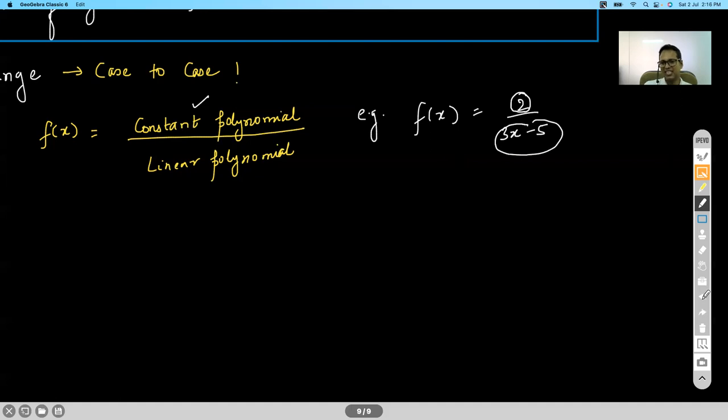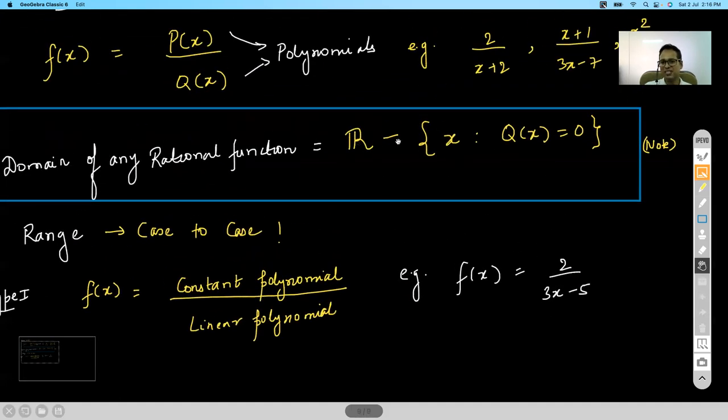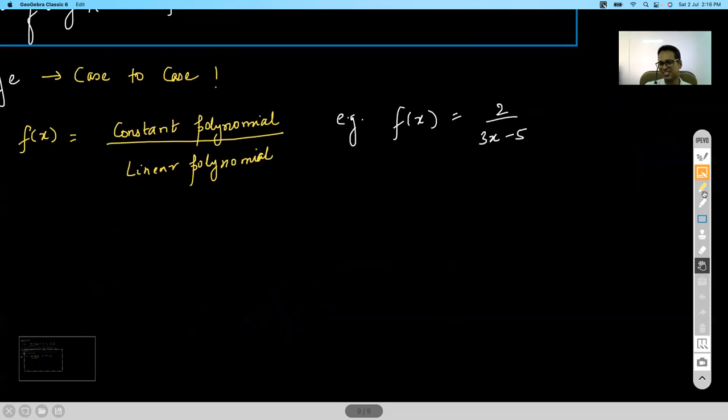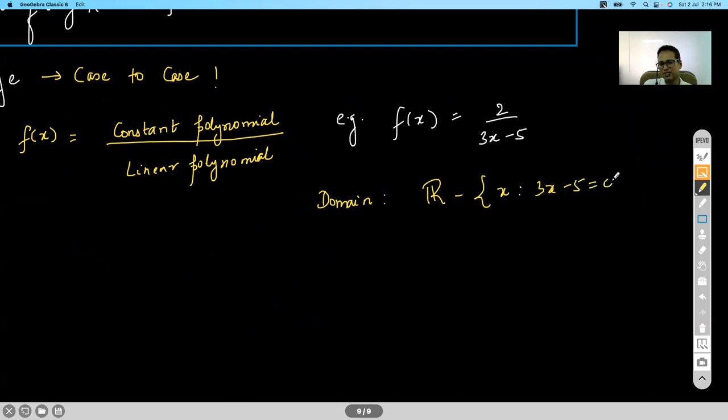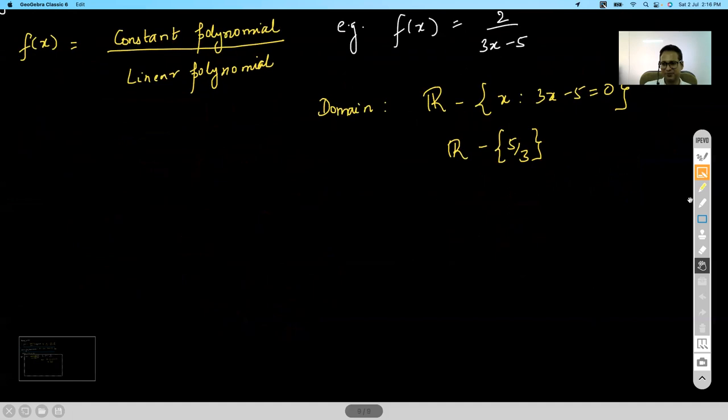Okay, now let's find the domain first. In fact, you tell me what's the domain. I have already given you the formula. All real numbers minus those x which will make the denominator become zero. Correct, Pratik, Vasudev, Sanjana, very good. So the domain is all real numbers except those values of x for which the denominator becomes zero. And that value happens to be 5 by 3. So please write it like this: R minus 5 by 3 is going to be your domain.